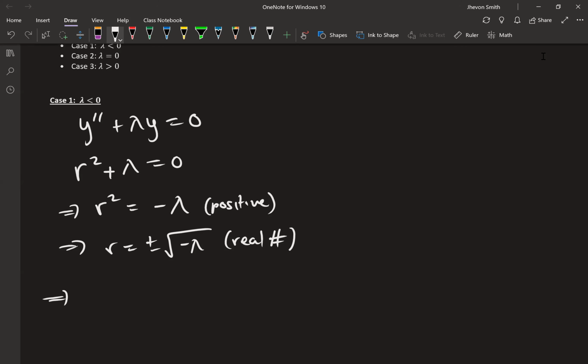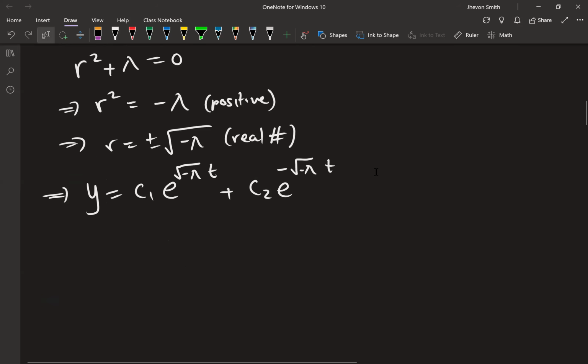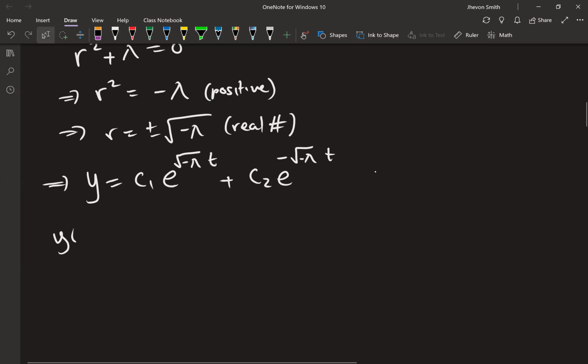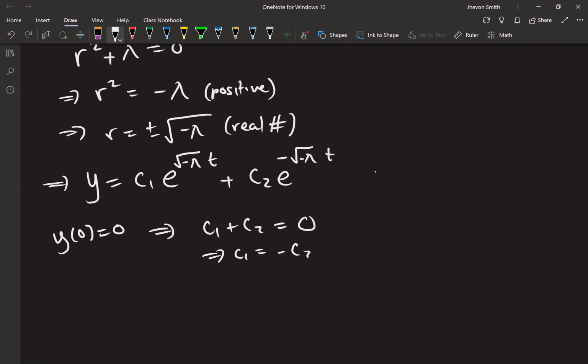Then what's going to happen? Your y should look like c1 e to the radical minus lambda t plus c2 e to the minus radical minus lambda t, right? Now we have initial conditions to satisfy. Y of 0 equals 0 would mean that c1 plus c2 equals 0. Right? So that would mean that your C1 is minus C2.